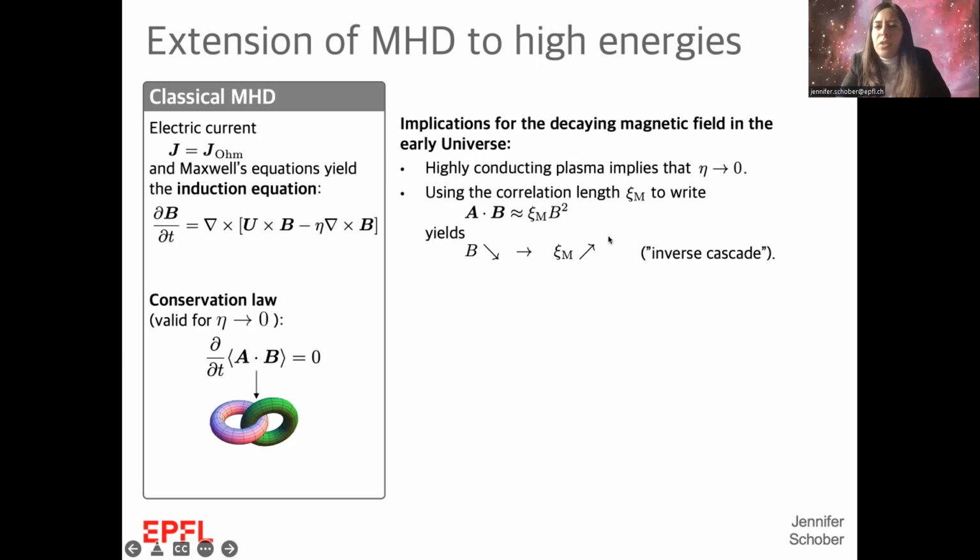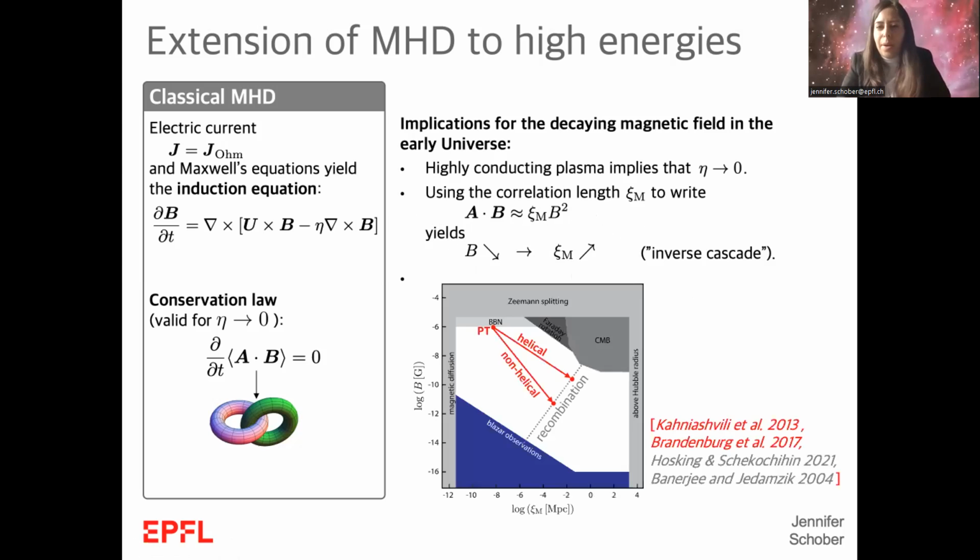Using this conservation law and an approximation of magnetic helicity, we can just write magnetic helicity as correlation length times B squared, roughly, and this allows us to predict the evolution of the magnetic field. If B decays, in order to conserve magnetic helicity, the correlation length needs to increase, which is known as the inverse cascade in MHD. This inverse cascade allows us to really prescribe the evolution of the magnetic field in such a parameter plot. Here I have put the initial value of the magnetic field, maybe generated through a phase transition. And if we have a helical magnetic field, we can exactly say how the magnetic field evolves and where it ends up in this parameter space, which is down here.